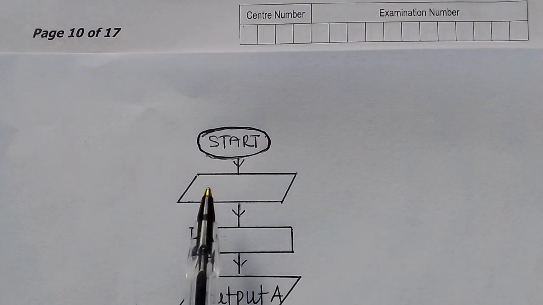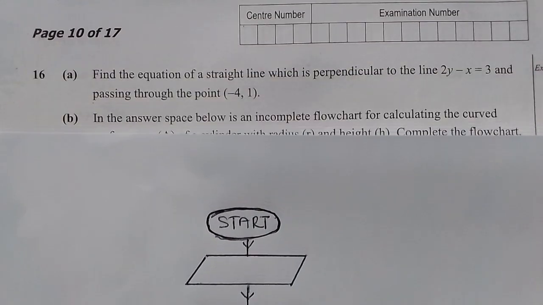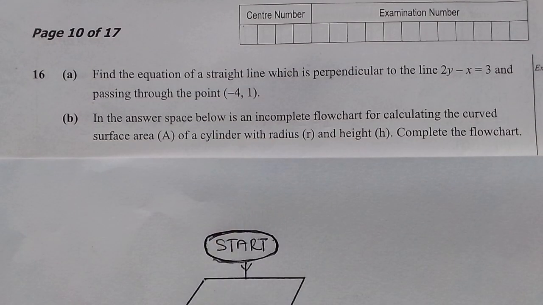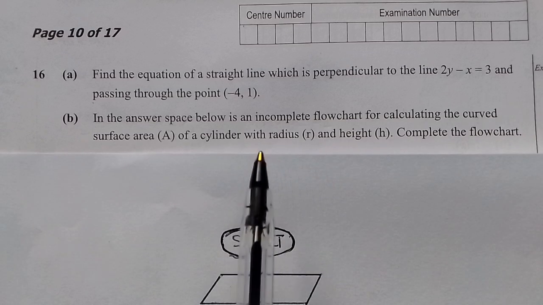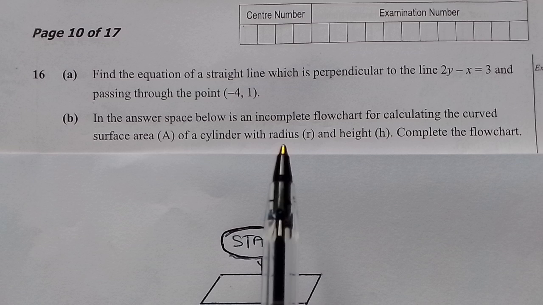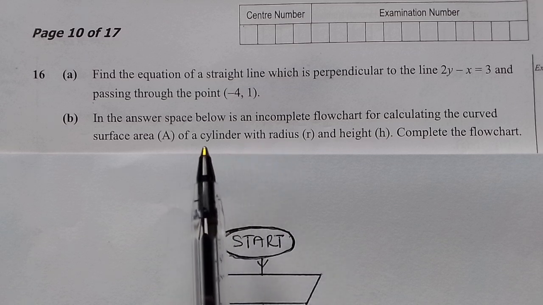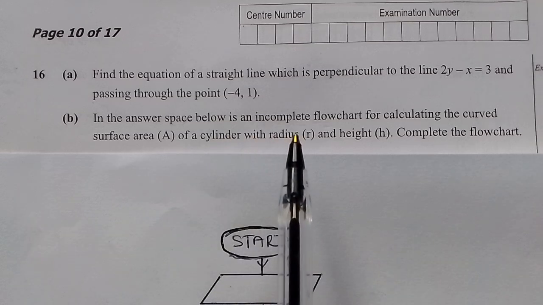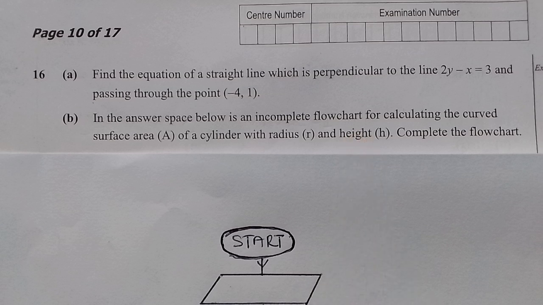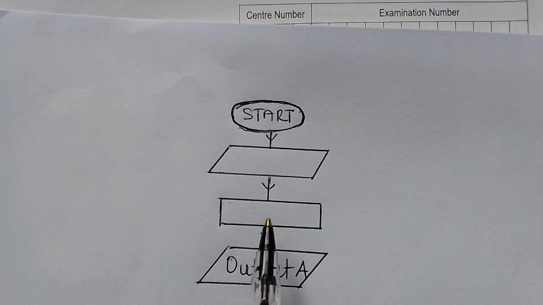So what are we supposed to have in the input stage? In the input stage, we're supposed to have variables that we are using to calculate the curved surface area. So what are the variables? The variables are not even far away. It's just what we've been given in the question here. So we don't have to even look for them. They are just right here. So the variables, when you look at the curved surface area of a cylinder, it's the radius R and height H. Then what are we going to put in this box here?